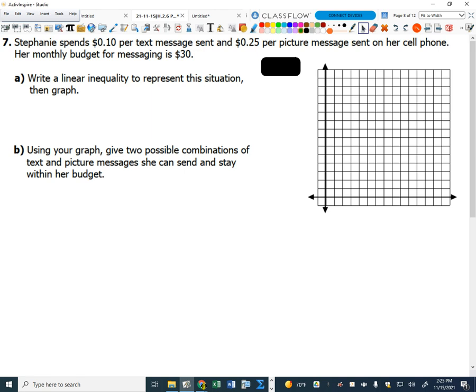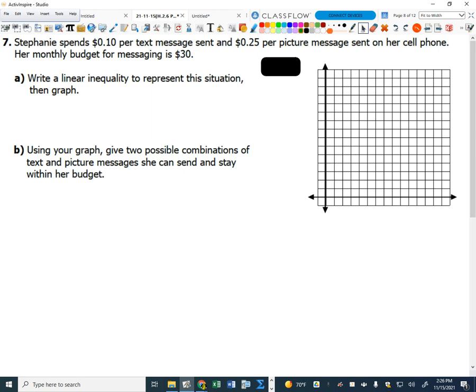Okay, what about this? Let's try an application here. Stephanie spends 10 cents per text message sent and 25 cents per picture message sent on her cell phone. This must be old. Her monthly budget for messaging is $30. We want to write a linear inequality to represent this situation, and then we're going to graph it. All right, so how could I do that?